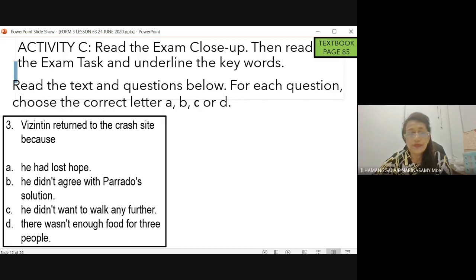Vizinton returned to the crash site because Vizinton was following Parado and I cannot remember the other guy's name. Three of them went, but then he returned to the crash site because of what? All right. So good. Charinya has started giving the keywords. Vizinton returned crash site. Correct. Kuratu returned crash site. Good. Yes, lost hope. Yes, Tarbina, lost hope. He returned crash site, he lost hope. What else? Yes, Fong, lost hope.